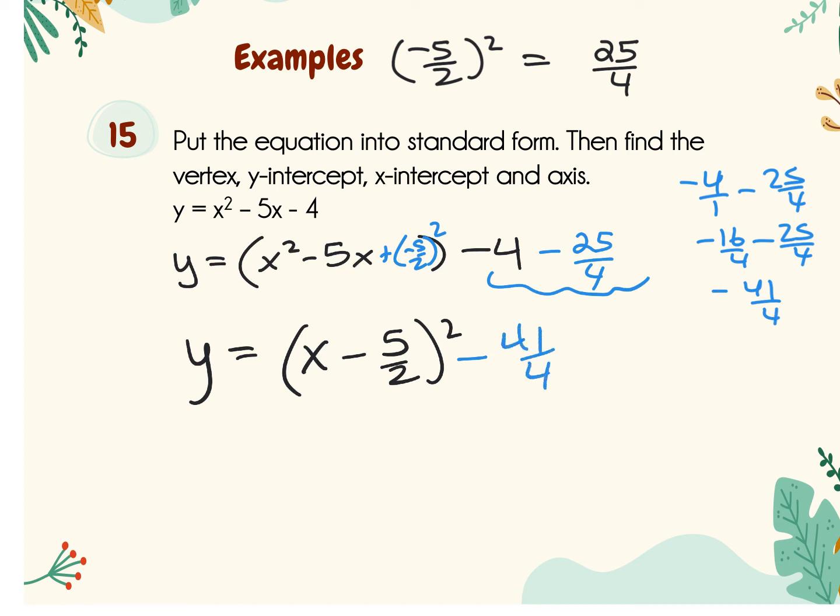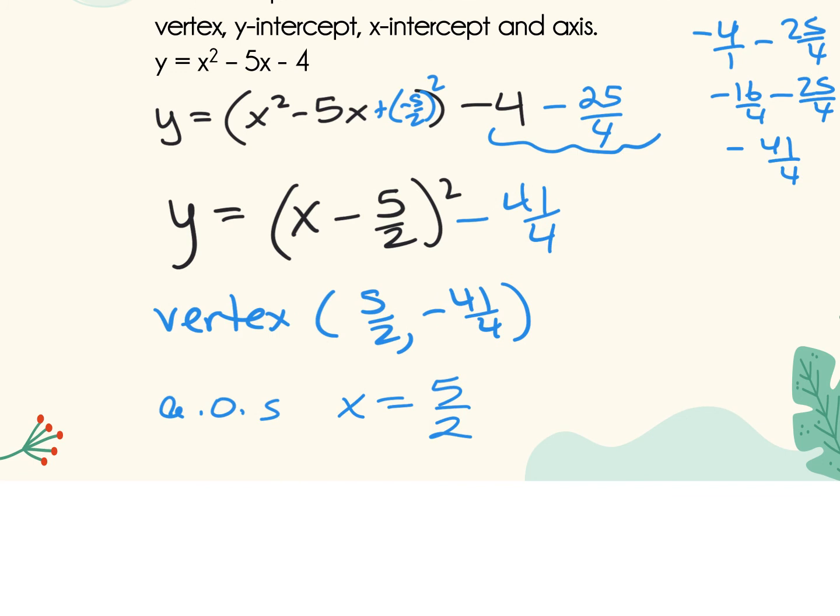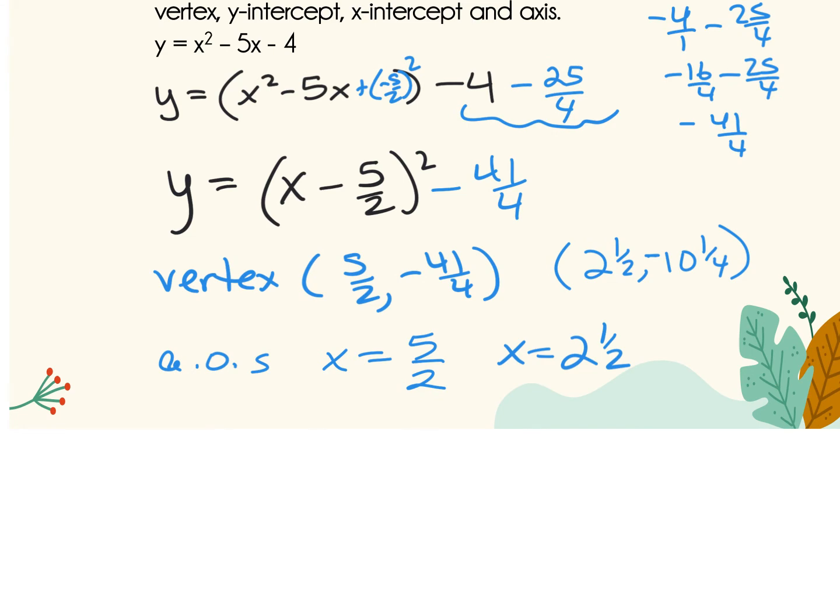So my vertex is located at 5 over 2 and -41 over 4. My axis of symmetry is x equals 5 over 2. Now, if you wanted to graph this, you could have also said it's 2.5. Same thing for the vertex, since we're graphing it. I'm going to make this 2.5 and then 41 divided by 4 is 10 1/4. Because I got to graph that point if I were graphing it. If I'm just listing it, I could leave it improper.